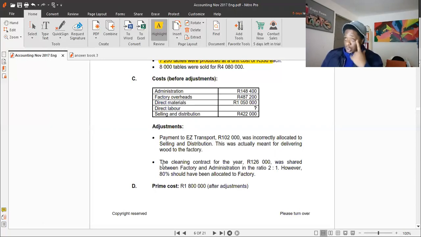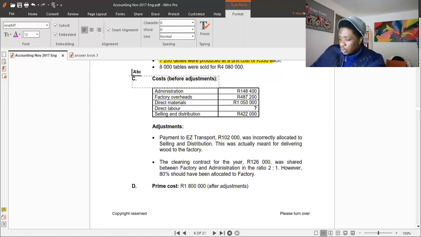So what we need to do then is to calculate firstly how much of that 126,000 is included in factory overhead cost, and then we're going to calculate how much should have actually been included. And then when we find that difference, we're going to adjust with it. So I'm just going to calculate on the same page so that we see all the amounts. So we should have said 126,000.